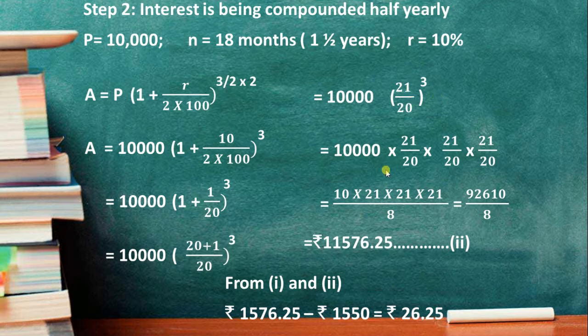Expand 21 by 20, it results as rupees 11,576.25.